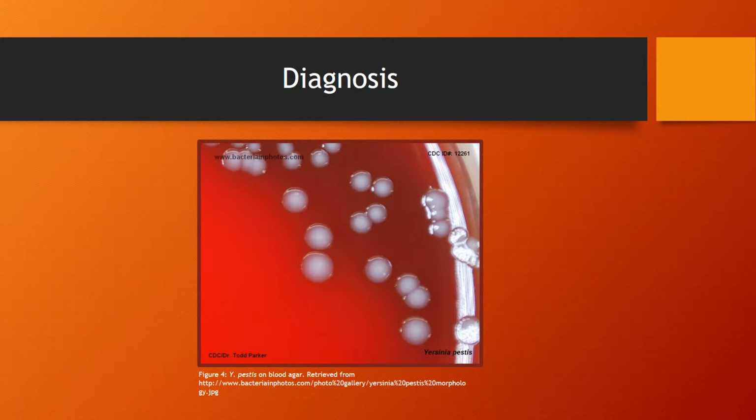All right, so as far as diagnosis of this organism, we're looking at culture, whether it be blood culture or from the sputum of an individual. We're also able to look at it underneath a gram stain. Lymph node aspirates can also be taken as a diagnostic test.